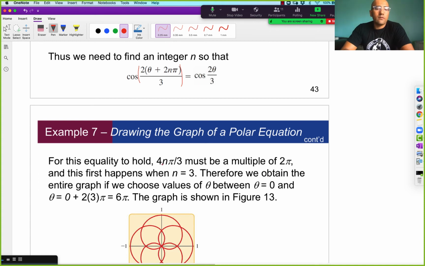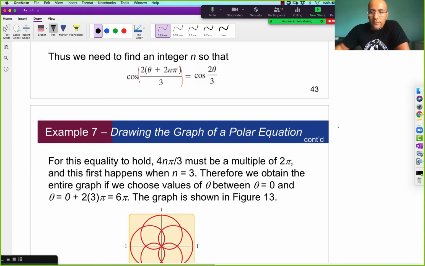So when will 4n pi over 3 be a multiple of 2 pi? When n gives you a value in the numerator divisible by 3 that's a multiple of 2 pi. The first time that happens is when we get a 12 in the numerator, 12 divided by 3, because it's going to be multiples of 4. 4 divided by 3 is not a multiple of 2 pi. 8 divided by 3 is not a multiple of 2 pi. Let me write some of those down.